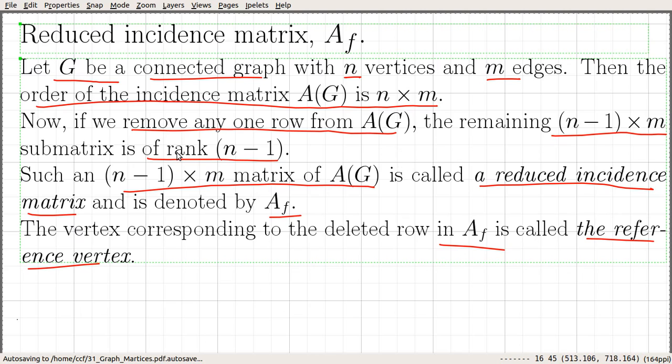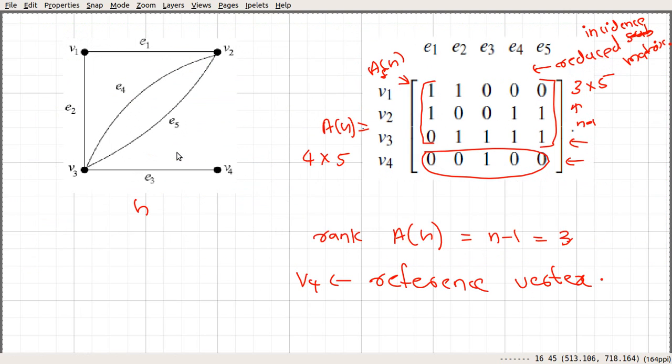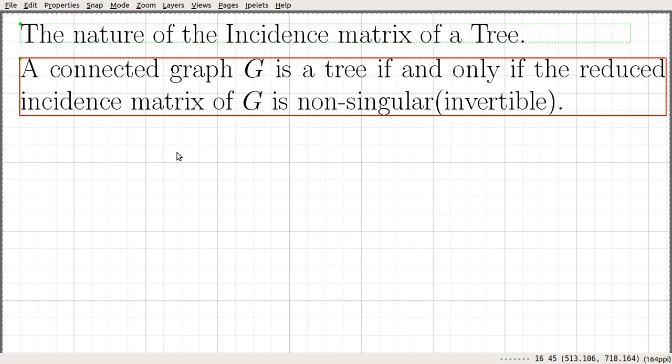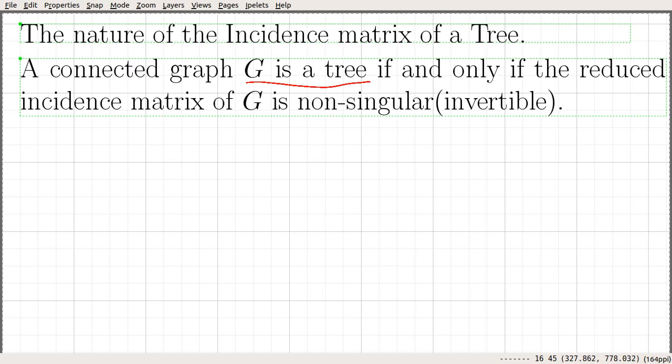So I think the definition is clear, and now we are going to prove a statement related to the incident matrix of a tree. The statement reads as follows: a connected graph G is a tree if and only if the reduced incident matrix of G is non-singular. Non-singular means that particular matrix is invertible. Okay, so let's go and prove this theorem.